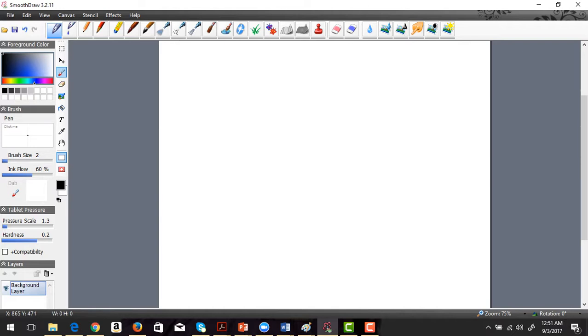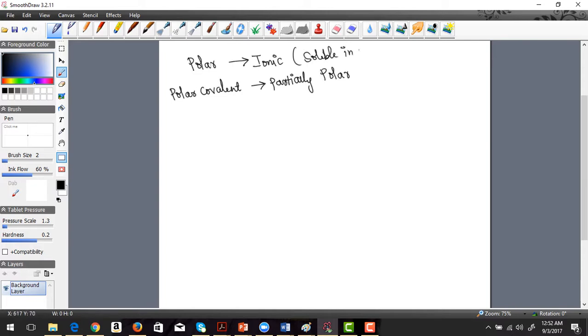Okay. So here's what we have learned. We learned polar compounds, if it's purely polar, it has to be ionic. And then you have polar covalent, which are partially polar, but good enough to dissolve in water. Not all polar covalent compounds are soluble, but partially polar ones are good enough to be soluble in water. So ionic compounds are completely soluble in water. If you take your sodium chloride and dissolve it in water, it is soluble. Partially polar ones are also soluble in water to a certain extent.